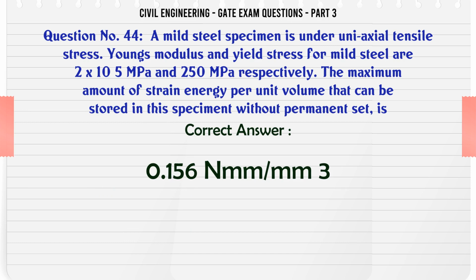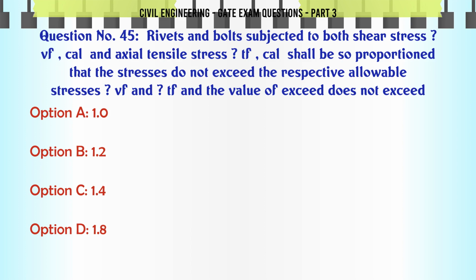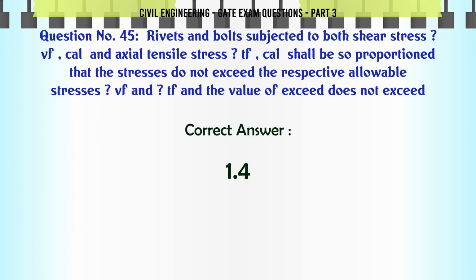0.156 Nmm/mm³. Rivets and bolts subjected to both shear stress (τvf calculated) and axial tensile stress (σtf calculated) shall be so proportioned that the stresses do not exceed the respective allowable stresses τvf and σtf, and the value of the combined ratio does not exceed: A. 1.0, B. 1.2, C. 1.4, D. 1.8. The correct answer is 1.4.